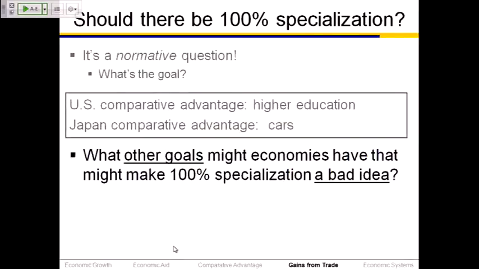And for that reason, there is not an obvious answer to the question of should there be 100% specialization. Because maybe there are other goals beyond just maximizing the total amount of output that we as a society are trying to achieve.